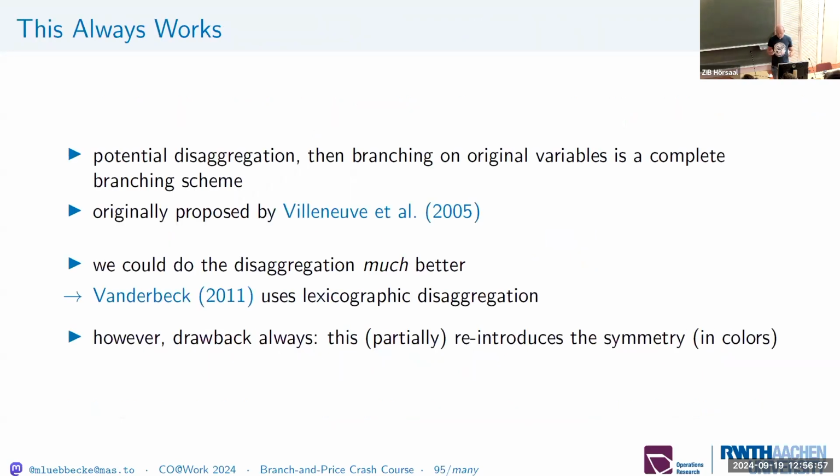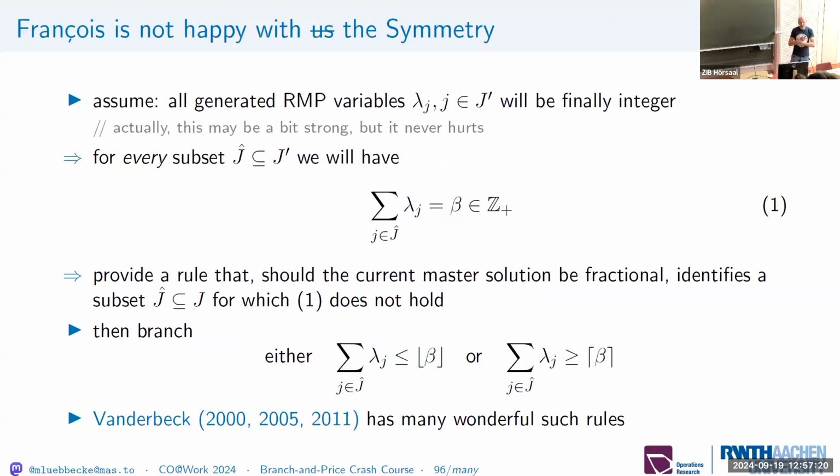And the good news is this always works. It's a complete branching scheme. So if necessary, you could disaggregate first and then branch on the original variables, and this will always give you an integer solution. We could do the disaggregation in a much better way, but the drawback is the colors come back. So the symmetry comes back. And then, this is the second to last slide.